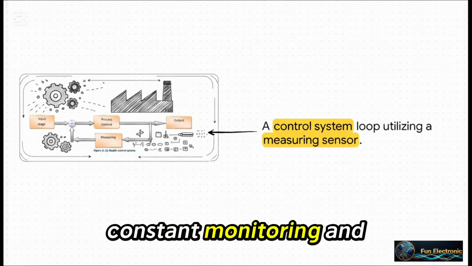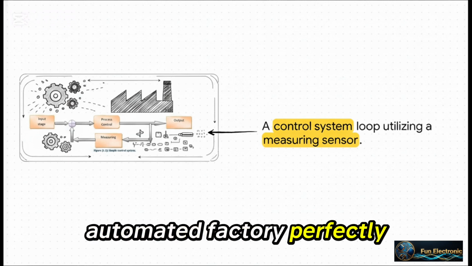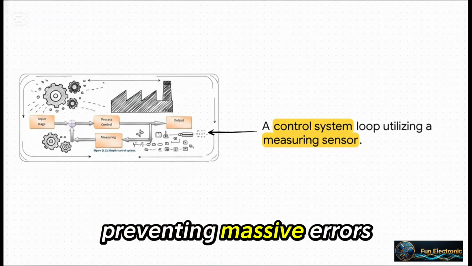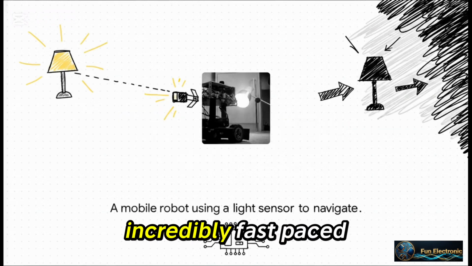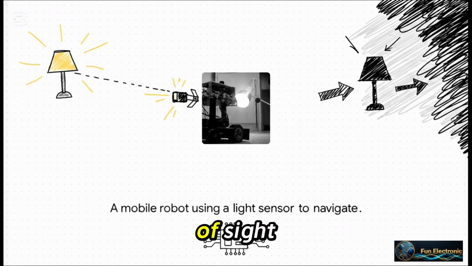This constant monitoring and adjusting is exactly what keeps an entire automated factory perfectly balanced and running smoothly, preventing massive errors. And in the incredibly fast-paced world of robotics, sensors essentially give machines the gift of sight.